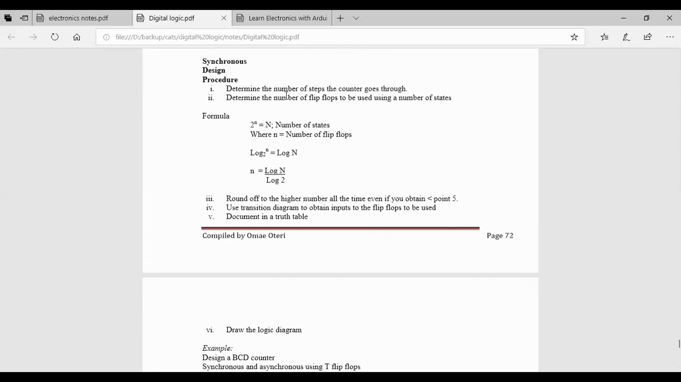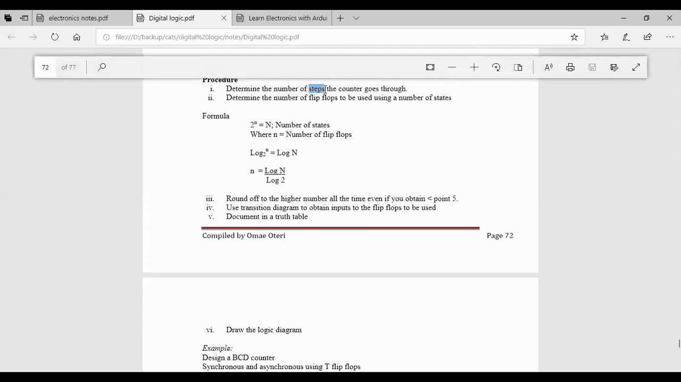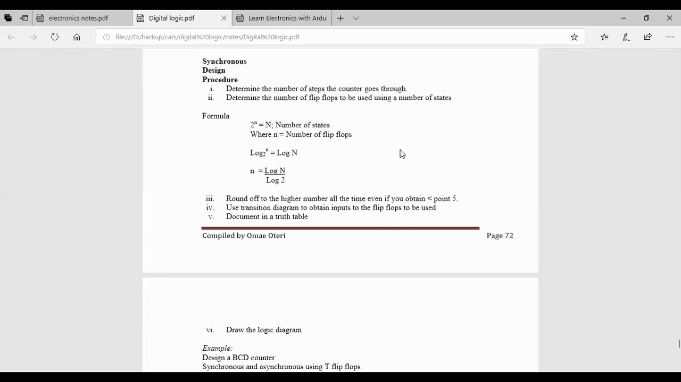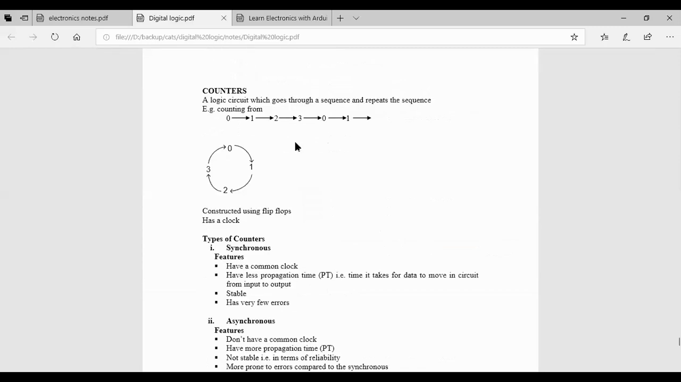synchronous counters. The steps for designing: number one, determine the number of states that you will go through. So these are states, not steps. So determine the states, the number of states, like what we have up here. How many states are these? How many states are those?